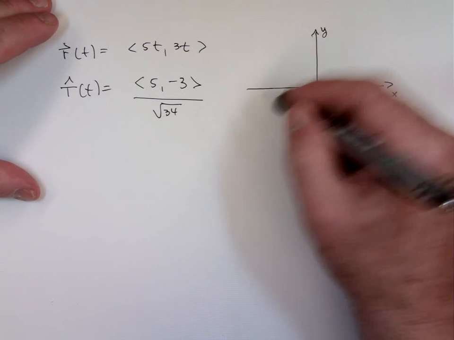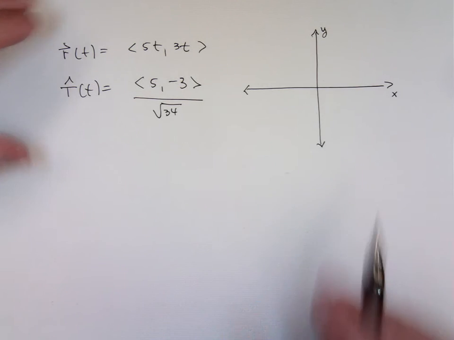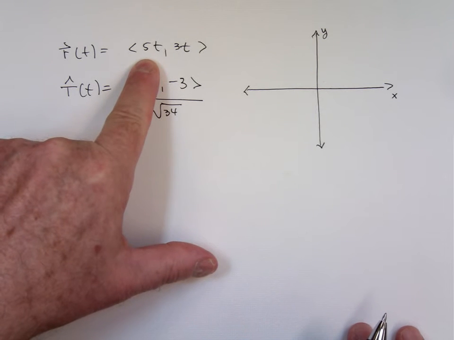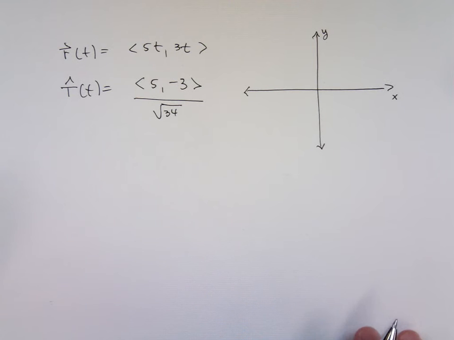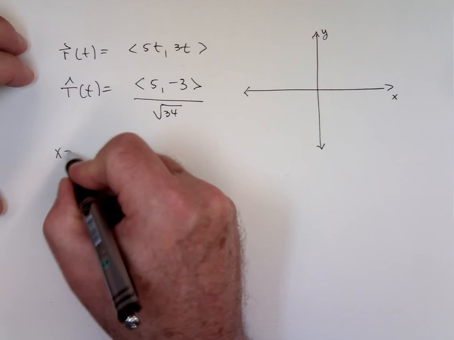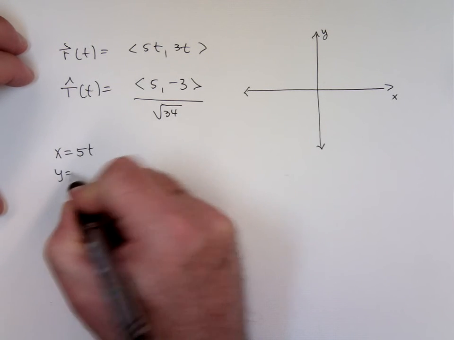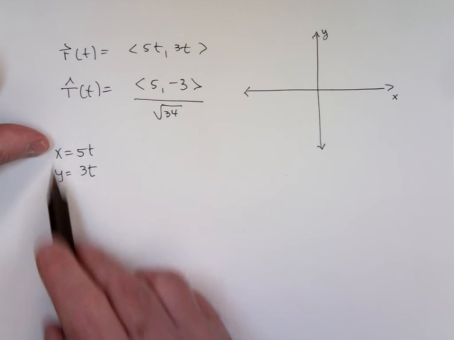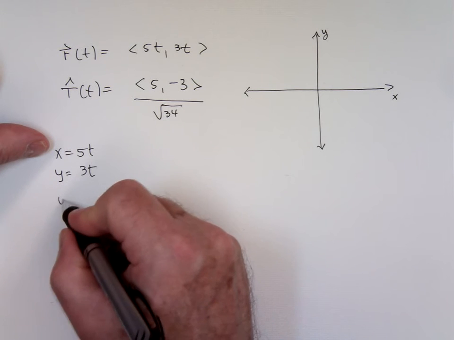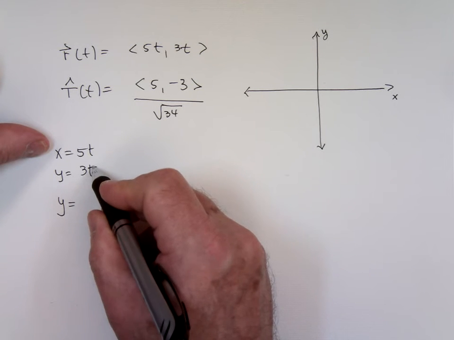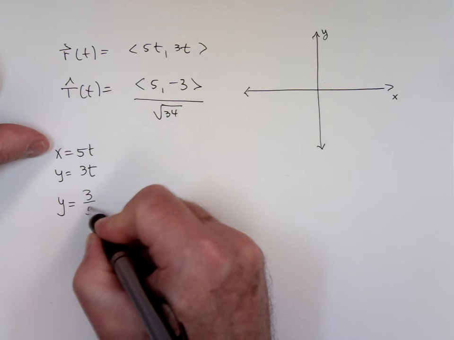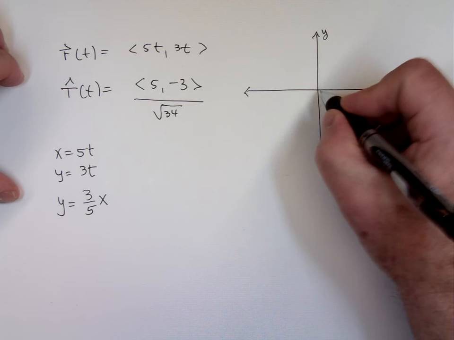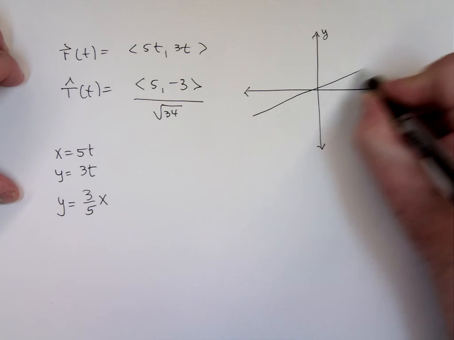Okay. All right, you've got this vector valued function, 5t, 3t. What the heck does that look like? You've got x equals 5t, you've got y equals 3t. If you were to solve for t here, you would get x over 5. So y would be equal to, t would be x over 5, 3/5 x. This is going to be a line, 3/5 x.